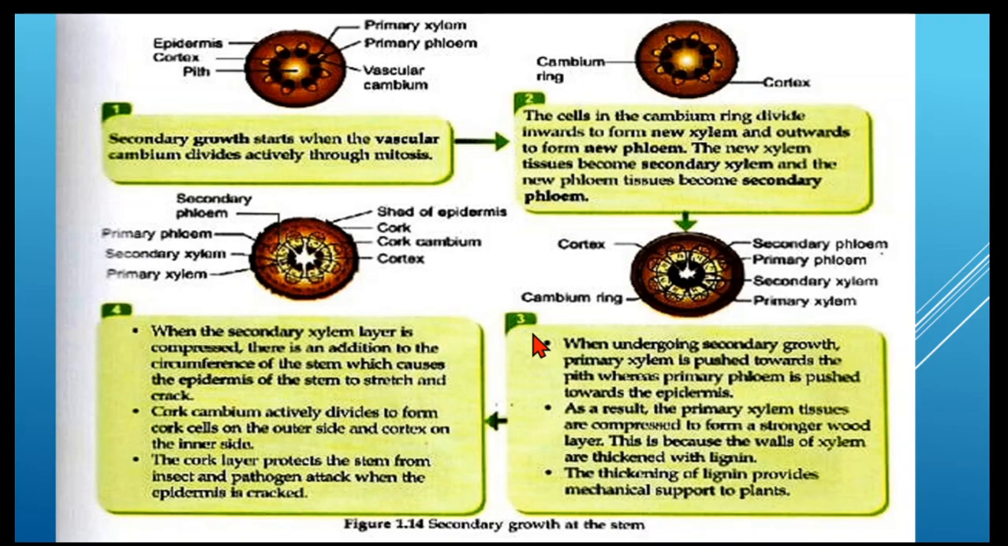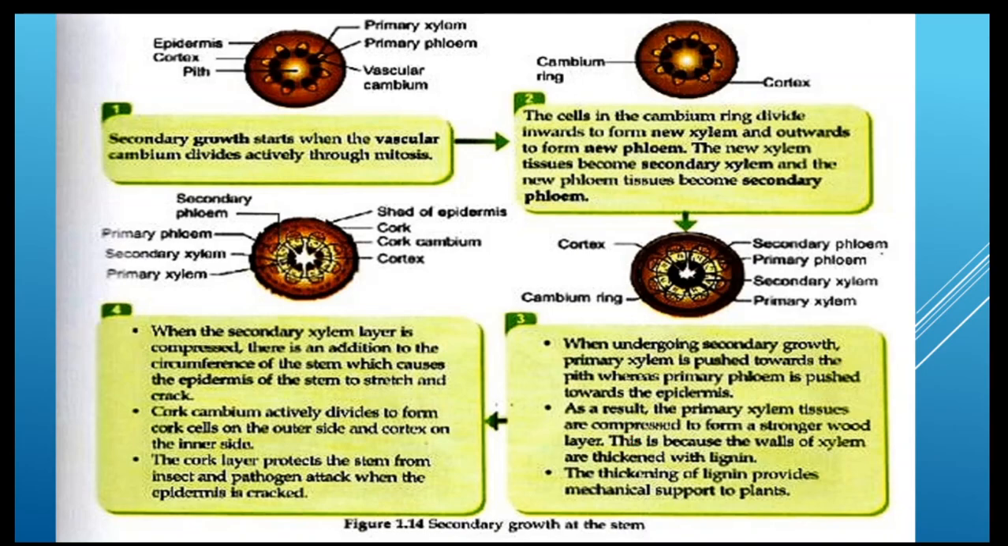Okay, yang ketiga, when undergoing secondary growth, primary xylem is pushed towards the pith. Dia push towards the center maksud dia. Whereas the primary phloem pula push towards the epidermis. Dia di-push towards out. Okay? So as the result, the primary xylem tissues are compressed to form a stronger wood layer. Okay? Xylem tissue, dia compress to form a stronger wood layer.